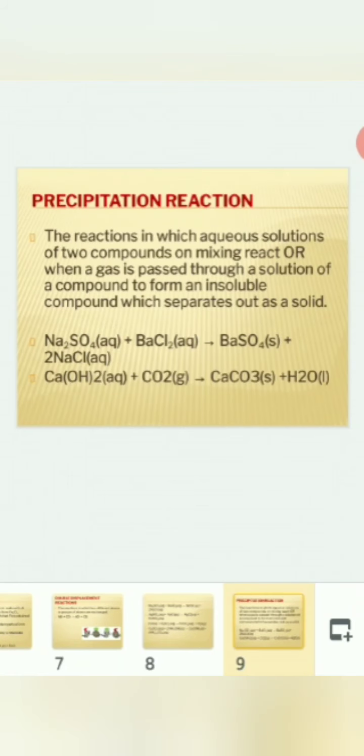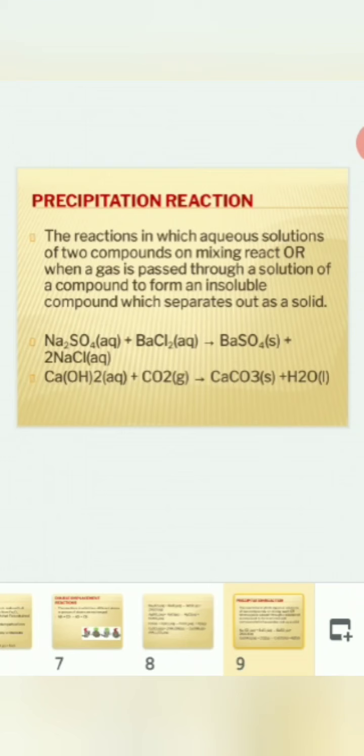So the name suggests there is a formation of some residue at the end of the reaction. So let us see the reactions in which aqueous solutions of two compounds on mixing react, or when a gas is passed through a solution of a compound to form an insoluble compound which separates out as a solid. So residue formation means a solid is always formed, that's why it's a precipitation reaction.